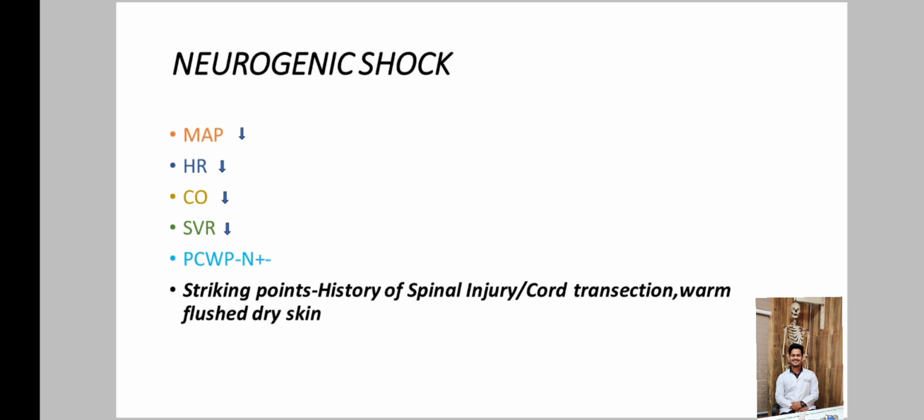The striking points will be that there will be a history of spinal injury, there will be a cord transection. So what basically happens is that when there is a trauma at the thoracic level, there are some cardiac accelerator fibers that come to your heart, and as you have studied in physiology, your heart is supplied by two types of nerves, sympathetic and parasympathetic. So what happens in a normal heart? In a normal heart, the parasympathetic or the vagus nerve supply is always dominant in comparison to the sympathetic one.